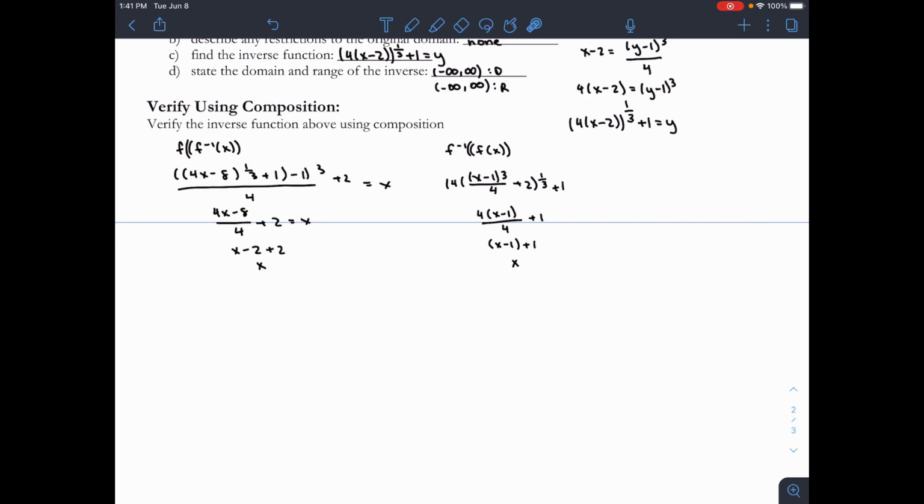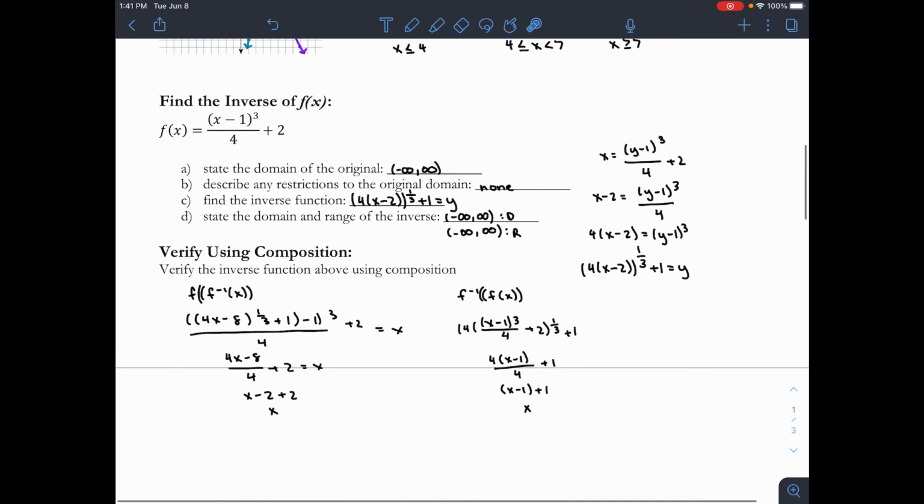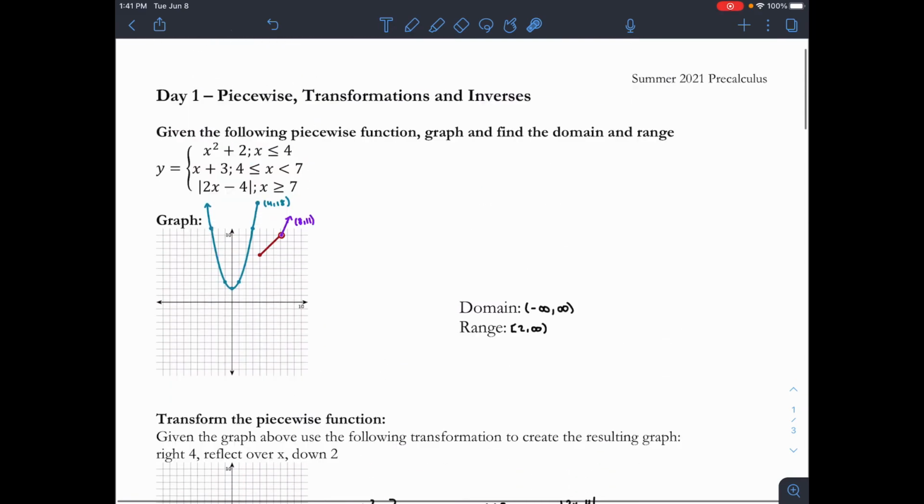So we know, since the compositions equal x, that our inverse is correct. And that was day 1.